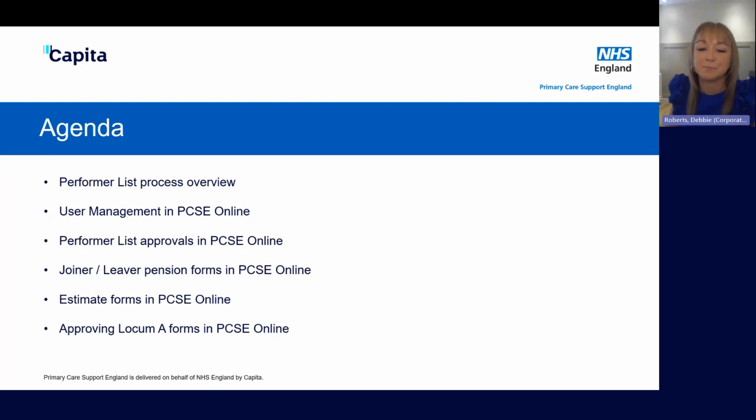So I'll show you what it should look like and how you will go in and approve a perform list change that comes through. We're then going to have a look at the pension side of things and see how that links with the perform list process. So we'll have a look at the pension joiner forms and the pension leaver forms in PCSE Online. And then at the end of the process, it comes the estimate form, so we're going to have a look at that as well. And then at the end, I'm going to discuss approving Locum A forms in PCSE Online.